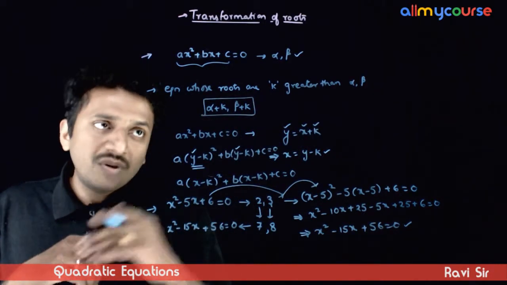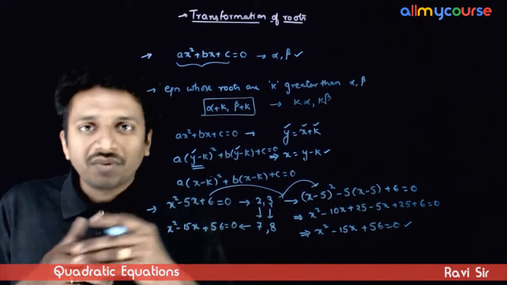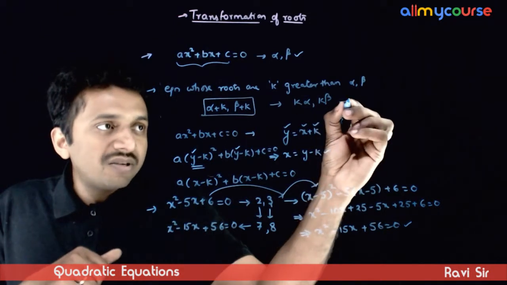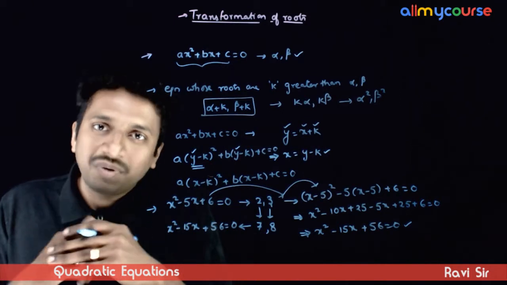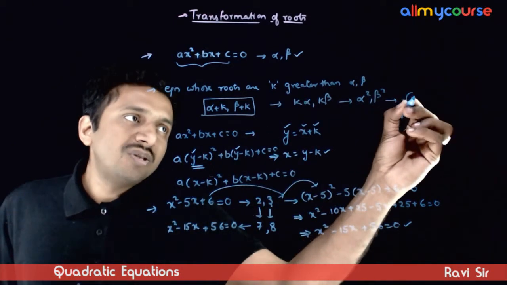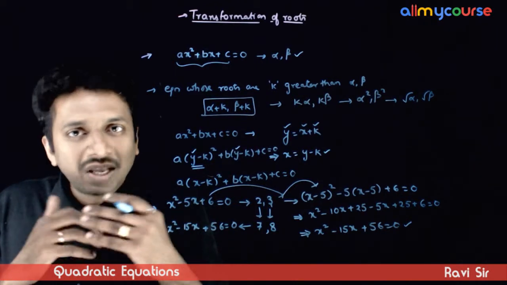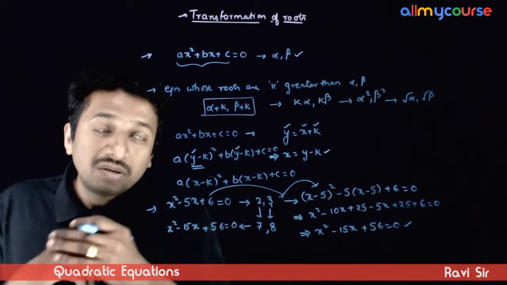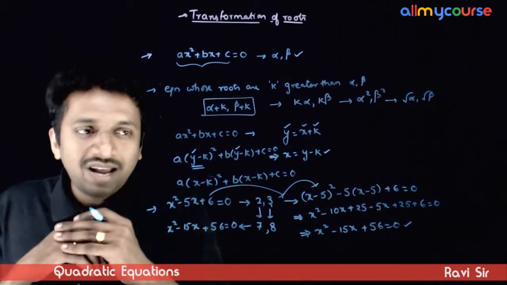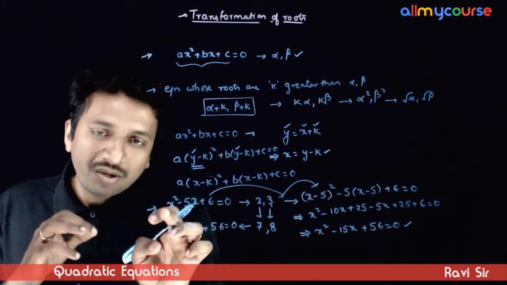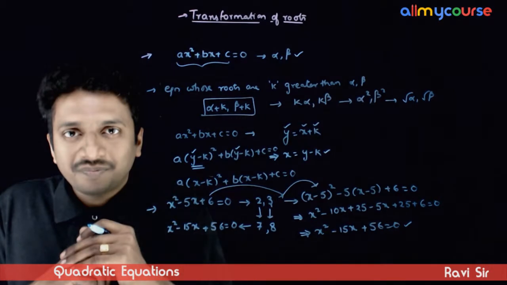If I want the equation whose roots are k times alpha and k times beta, this is one way. If I want the equation whose roots are squares of alpha and beta, another way. If I want the equation whose roots are roots of alpha and beta, so you can be given any type of question. So how do we solve these types of questions? So let us go further and see what substitutions we need to do in the place of x to get the required transformation of roots.